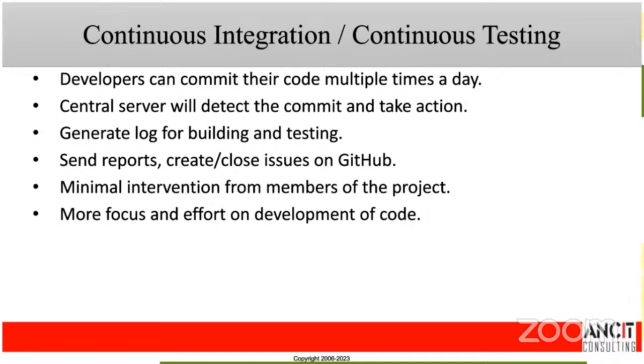So this server will also take care of logging the build and test, so that if it generates any error or any sort of issue, it will generate the log for that, and then it will also create an issue on the GitHub repository. The corresponding developer can just look into the issue and address it, and Jenkins will take care of closing the issue as well.